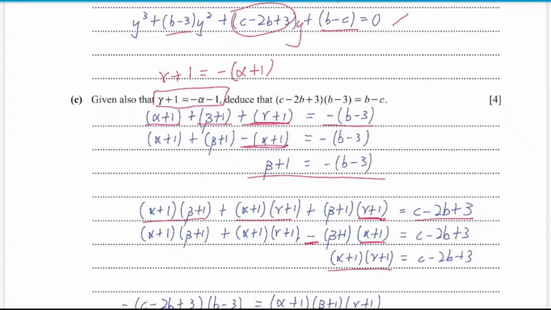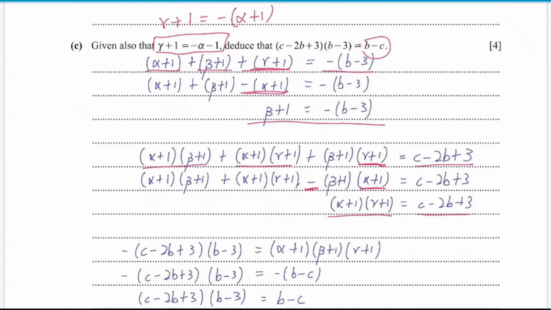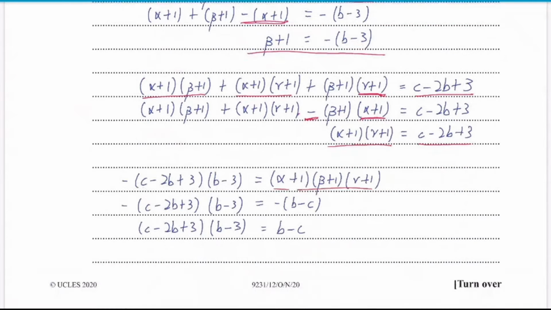So at last, what we get here is alpha plus 1, gamma plus 1 is this. So what are b and c lastly? At the last part, of course, it's the product of all the roots. When we multiply, the product of all the roots here is this relationship multiplied by this relationship here. So we can write it here.